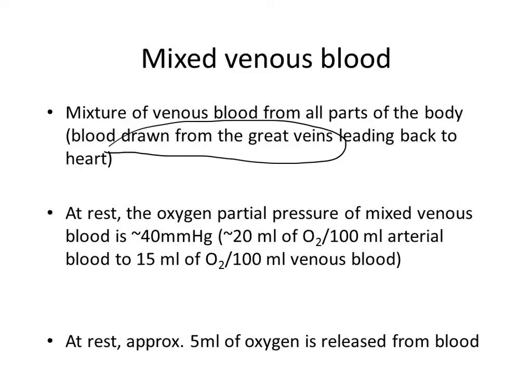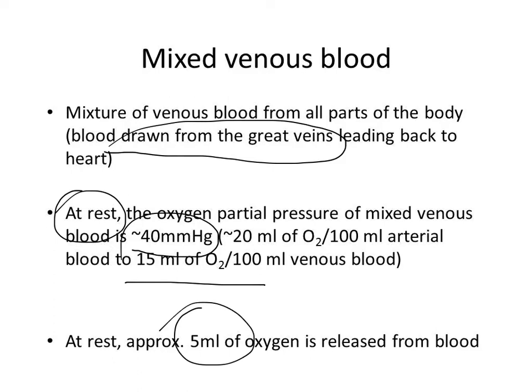So ultimately at rest, when we look at what we find in this mixed venous blood, this blood found in these great veins, the partial pressure of the blood is down to 40 millimeters Hg, or in other terms, it's down to 15 milliliters of oxygen per 100 milliliters of venous blood. And that would give you 5 milliliters of oxygen that was released per 100 milliliters of blood to those tissues. And this is on average what we'd see at rest as far as usage or release of oxygen, 5 milliliters of oxygen per 100 milliliters of blood being released to the tissues. And the return blood is just going to be missing 25% of its oxygen carrying amount.